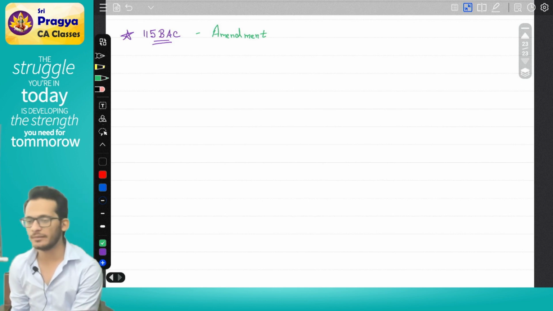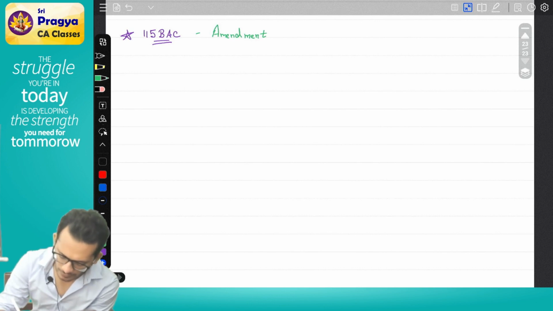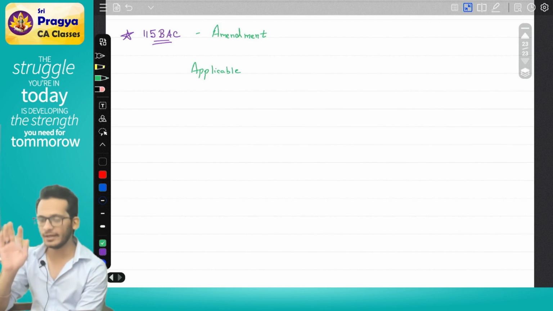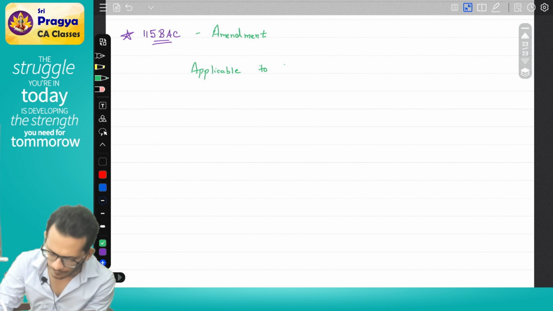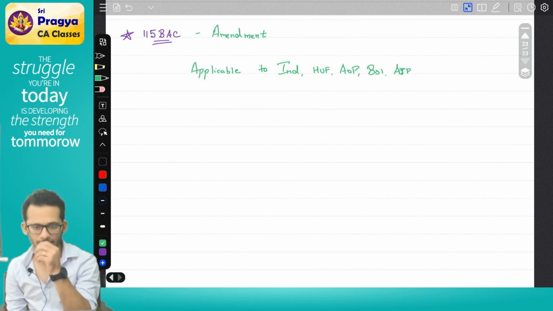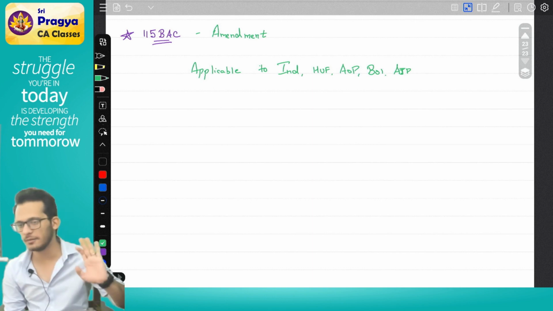Rahul, what is the amendment? First amendment: earlier it was applicable only for individuals and HUF. Now it is applicable for all, which means individuals, HUF, AOP, BOI and AJP. Everyone it is applicable for.